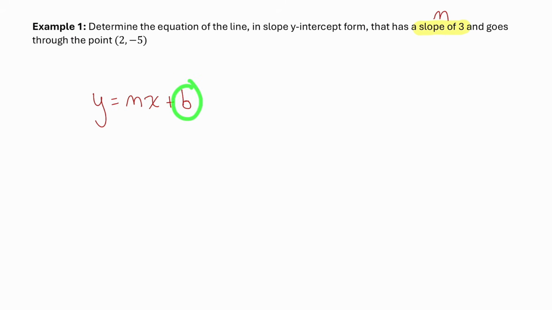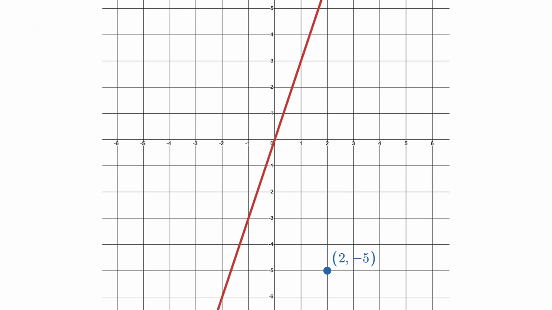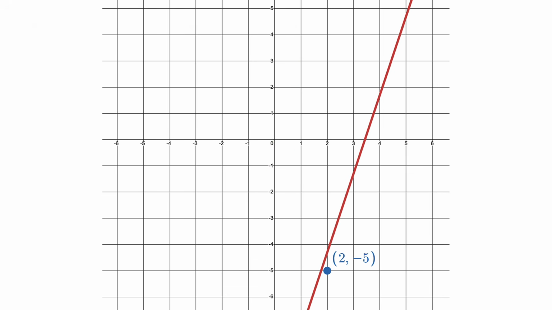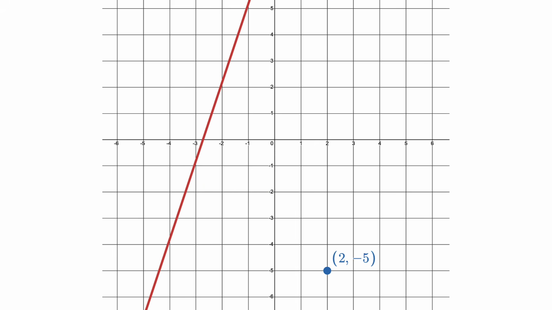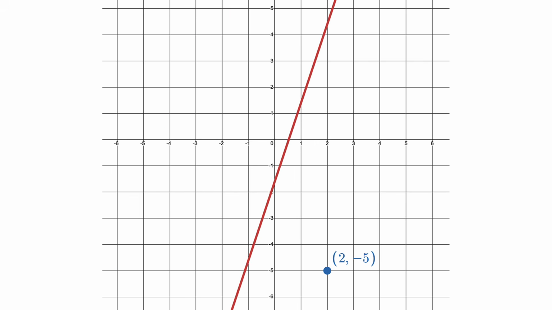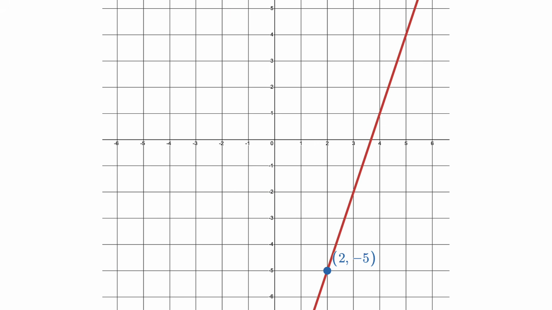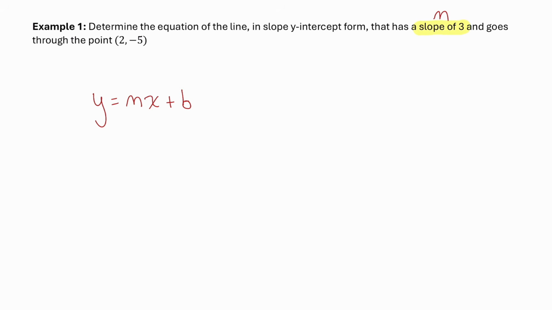But I don't know the b value. I don't know the y-intercept. There's an infinite number of lines that have a slope of 3. But by changing the b value, that shifts the line up or down but keeps the slope consistent. What I need to do is figure out what is the value of b that makes the line go through this point 2, -5. So what I can do is take that point and use its coordinates as x and y in my equation and then solve for b.